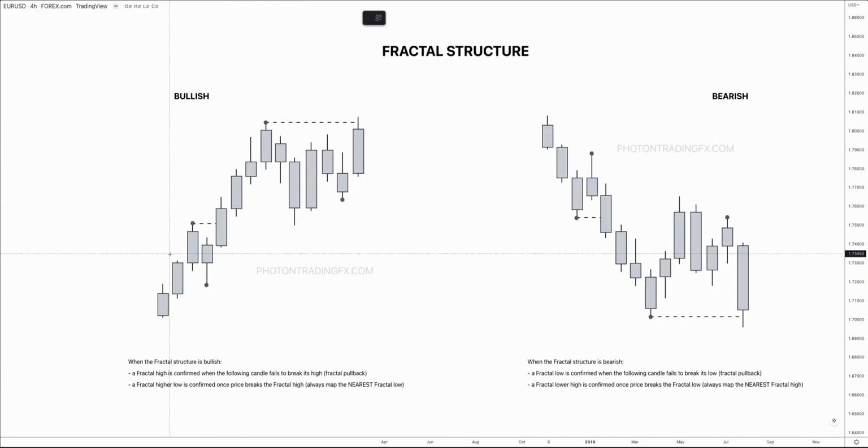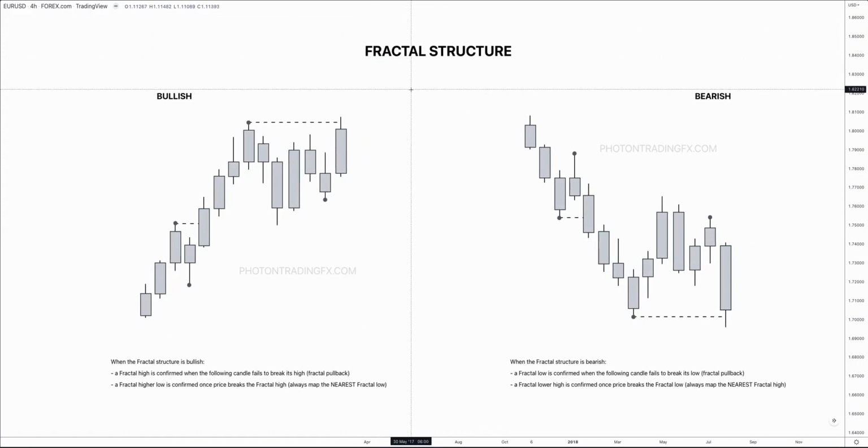Sort of the first thing you need to be thinking about when looking at fractal structure is looking at the candle highs in a bullish fractal market. Right? So the way that we define if price is moving to the upside and continuing to move to the upside, again, when purely thinking about fractal structure, is we want to be looking at, does each candle continue to break the previous candle's high?